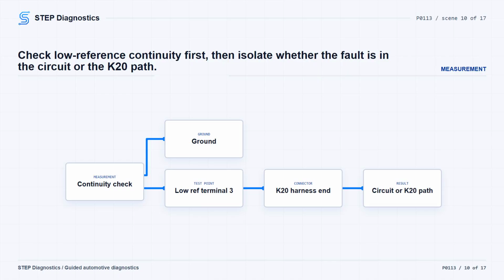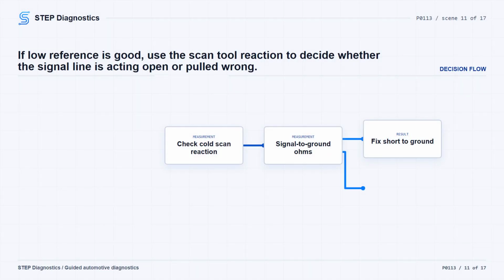If it is 2 ohms or greater, repair the open or high resistance in that circuit. If it is less than 2 ohms, the diagnostic path points to the K20 engine control module. If the low reference test is less than 5 ohms, turn the ignition on with the vehicle in service mode and verify the scan tool shows IAT sensor 1 colder than -39 Celsius, -38 degrees Fahrenheit.